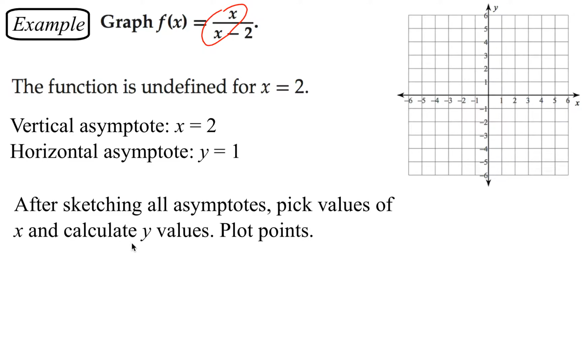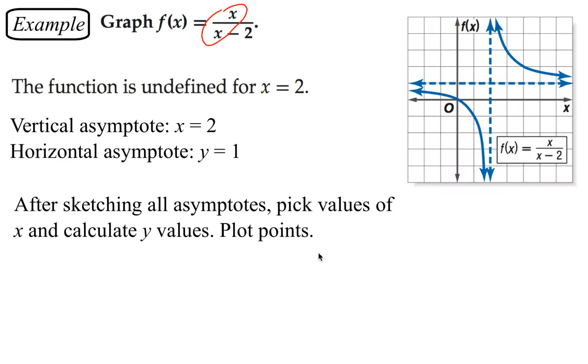Then after you sketch the asymptotes, you can pick values of x and calculate some y values and plot some points. So here's what that graph will look like. You can go ahead and just pick any values you want for x and then calculate corresponding values, and you should get that curve.